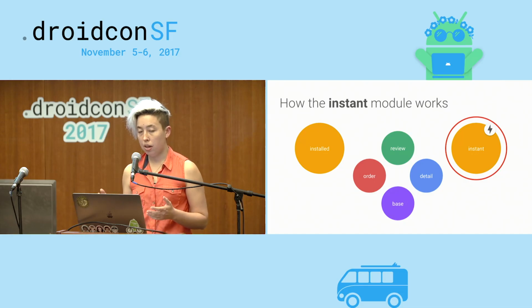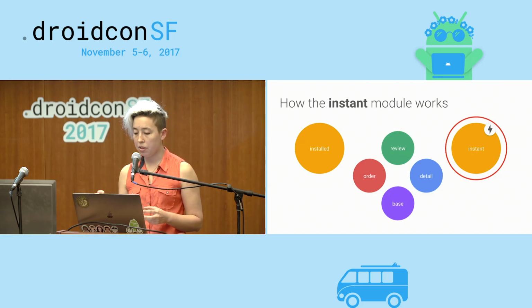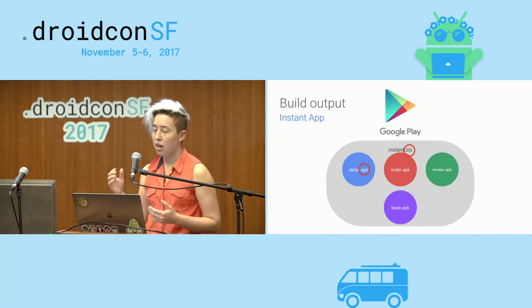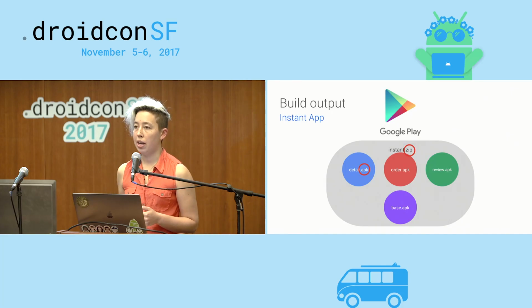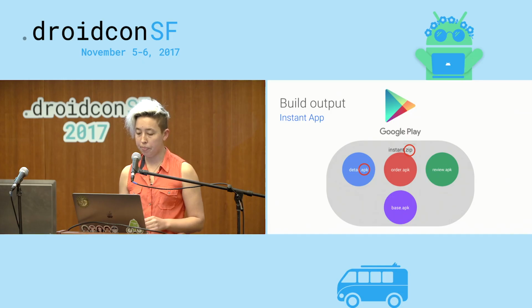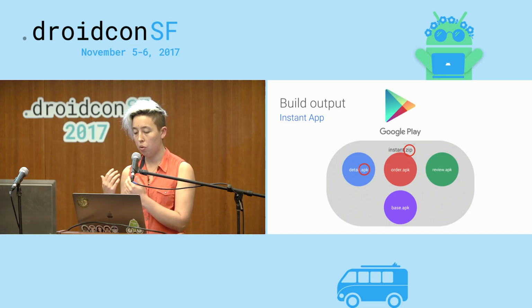Okay, so let's look at what is happening in the instant app world. When you build via the instant app module, this actually looks fairly similar to what there was before, but you'll notice that there are slightly different file endings. The instant app module generates a zip file of mini APKs associated with each of your feature modules. And it is this packaged zip file that you upload to Google Play.